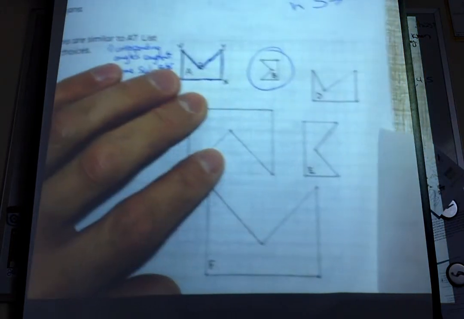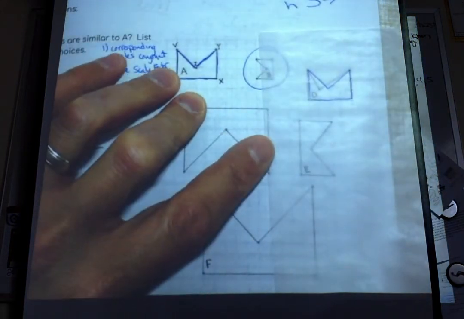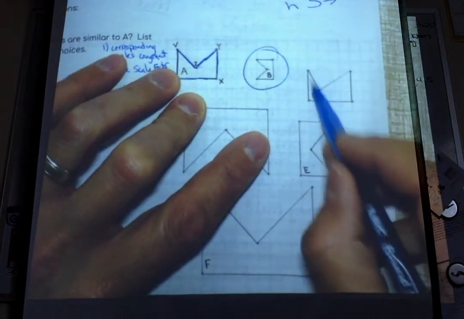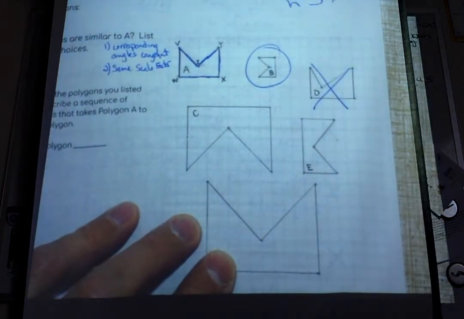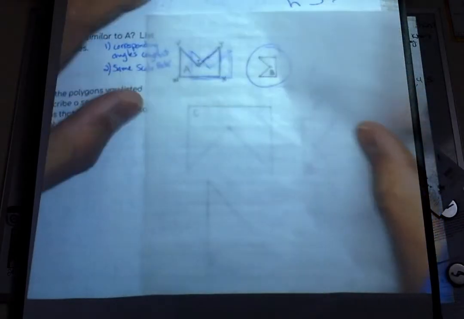D doesn't look like anything like the original. It's too far over here. So we know this one's not going to work. Moving on to C. So here's our original.